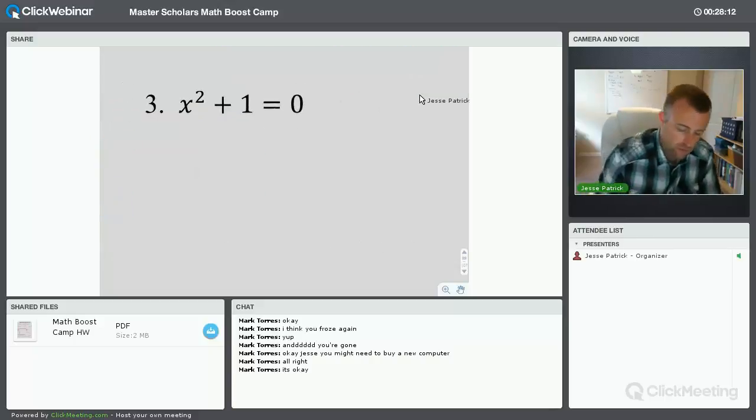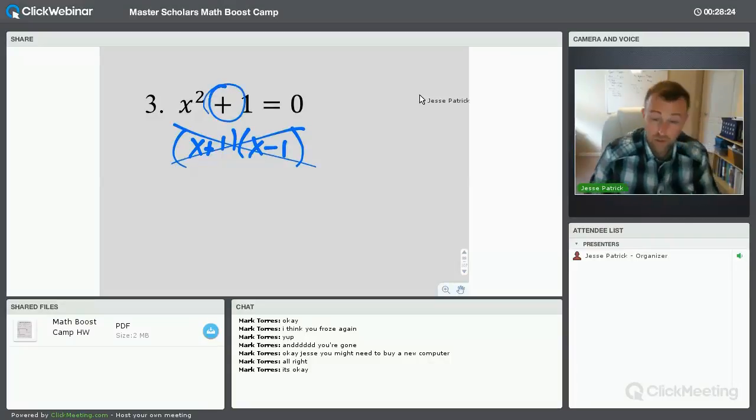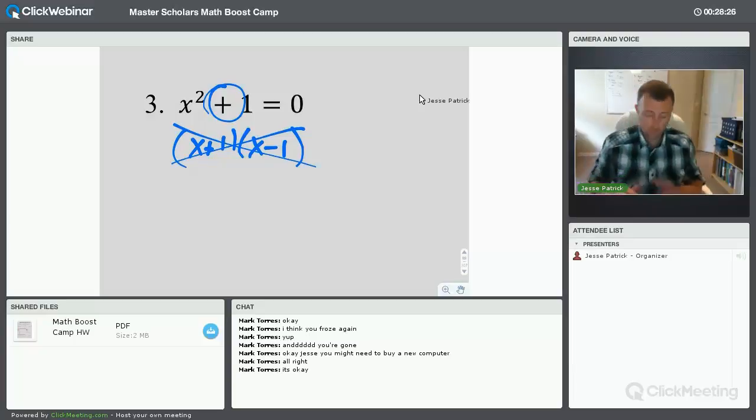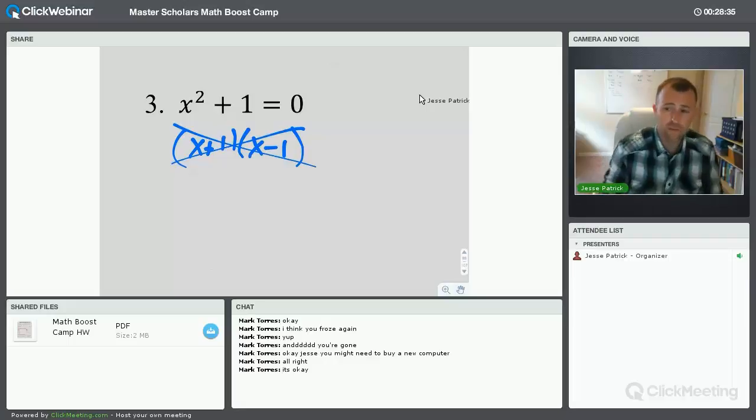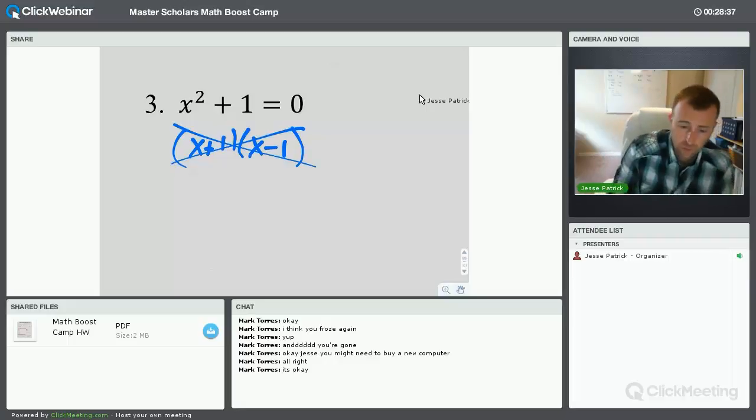Number 3, again, some people will confuse this with a difference of squares, so they'll just say x plus 1, x minus 1. But it's not a difference of squares because it is a sum of squares. Now, if you know this one rule, it'll save you a bunch of time. There are no real solutions to a sum of squares. There's no sum of squares factoring rule because you cannot factor a sum of squares and get a real answer. So what that means is you're going to have an imaginary answer.